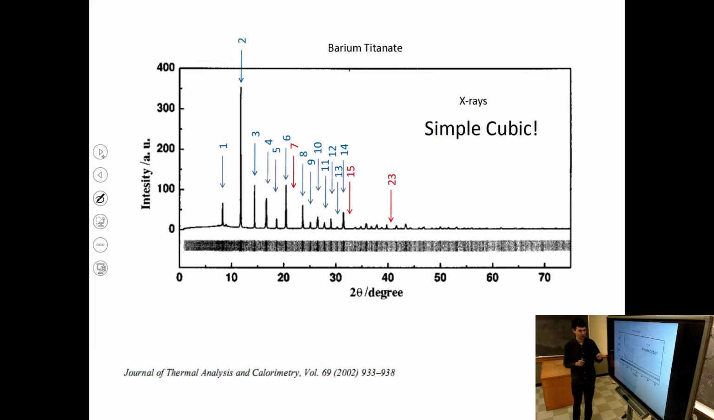Another hint is that if you look at the spacings of these, there is one spacing that is twice as large, and that would correspond to h squared plus k squared plus l squared equal to 7, which is not possible. So this is noticeably absent here, and this is the 15, which is also absent. So for this material, barium titanate, this is a simple cubic.